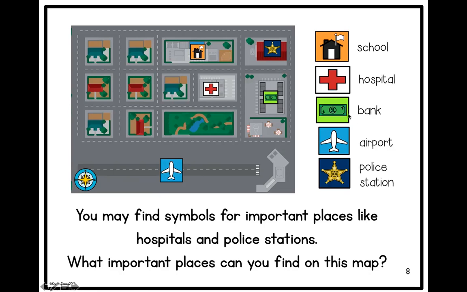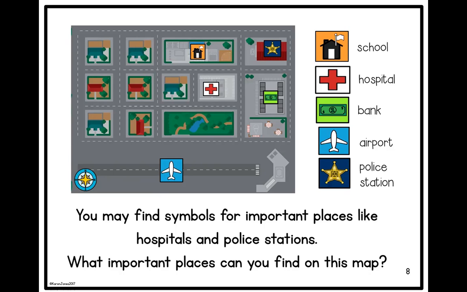What do you think this symbol is for? That is money. It's a bank. Do you see a bank on the map? And how about this symbol? You're right, that's for an airport. What about this one right here? That's a police station. Can you find the police station on the map?